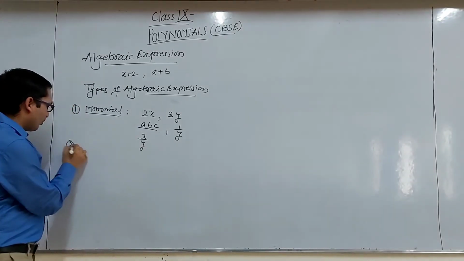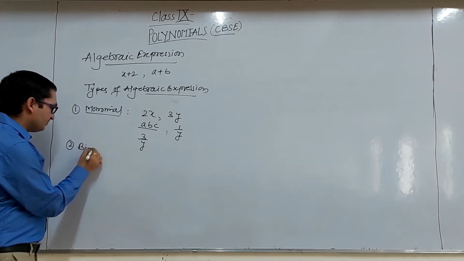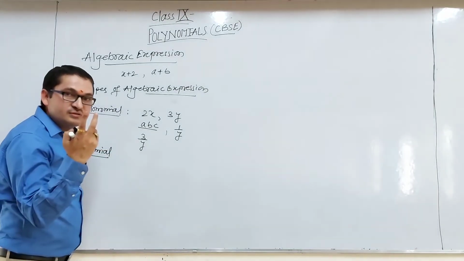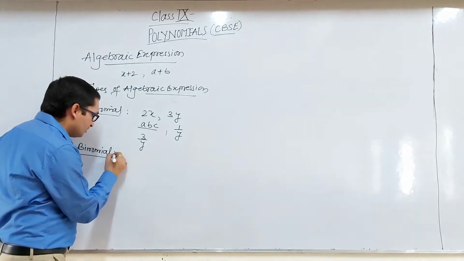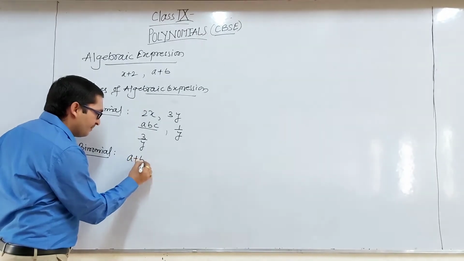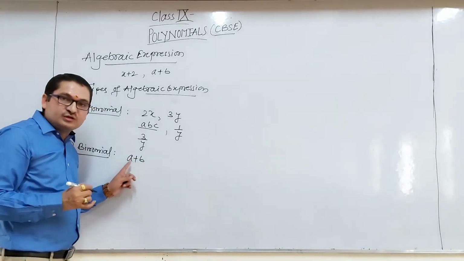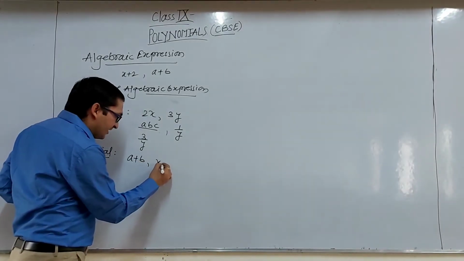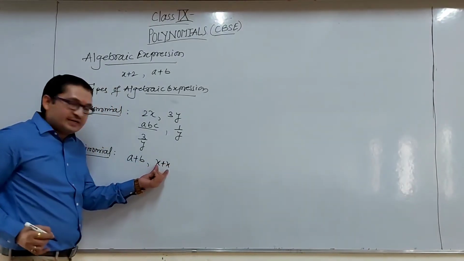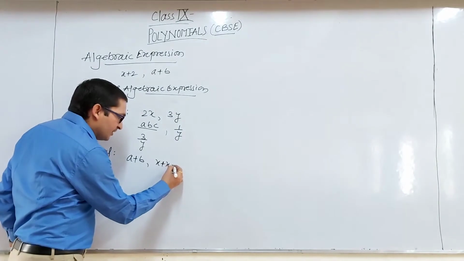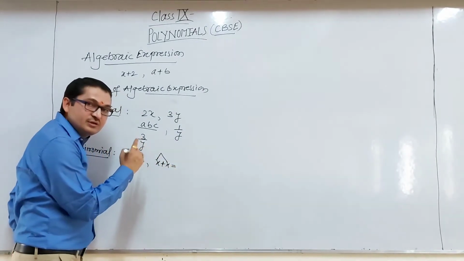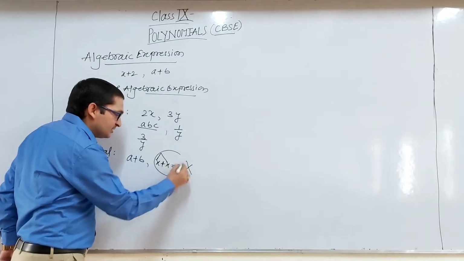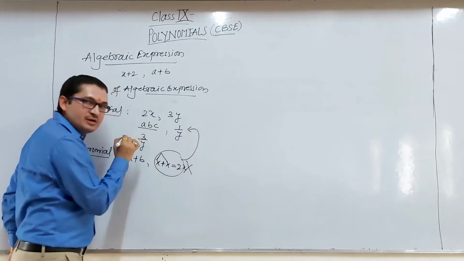Now second point, binomial. Two terms, like A plus B. Both the terms are different variables. Suppose I have written x plus x, is it binomial? No, the reason is both are like terms. So you can add, and your result is 2x. So this is not binomial. This is again a monomial.